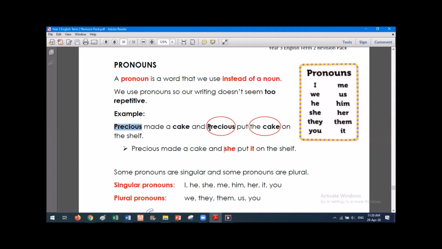Here, Precious is repeated. And we also have cake repeated. So instead of saying Precious the second time, we could change it to she. And instead of saying cake the second time, we could change it to it. So we can now make the sentence a little bit more interesting by saying Precious made a cake and she put it on the shelf. She put it. So we're changing it to pronouns. Pronouns are used instead of the noun.